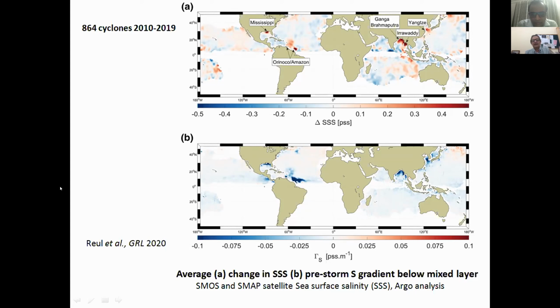So first of all, you can see the Amazon plume of South America. You can see the Bay of Bengal, Ganga, Brahmaputra, Irrawaddy, and you can see off China, the major rivers coming in. And these are exactly the places where, as shown in the top panel, once a cyclone passes by, and this is an average based on about 900 cyclones in these 10 years, and the data is taken from the salinity satellites called SMOS and SMAP, written down below, those are also the places where the salinity changes the most in response to a passing tropical cyclone.